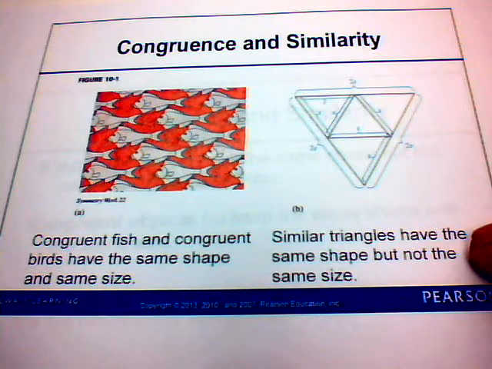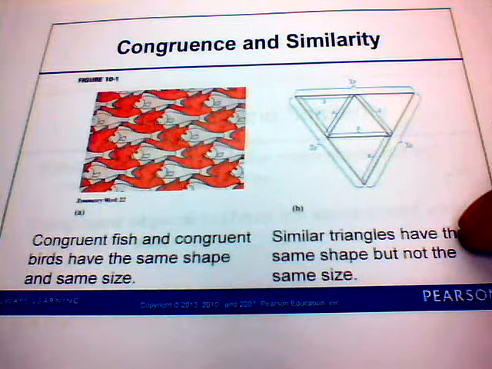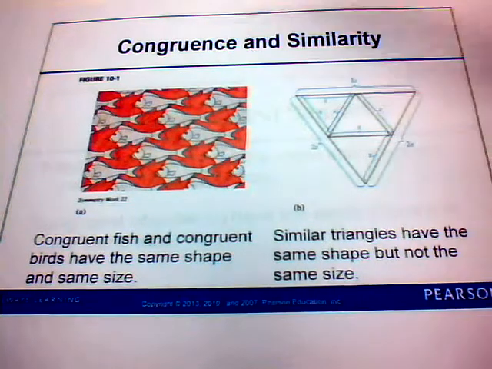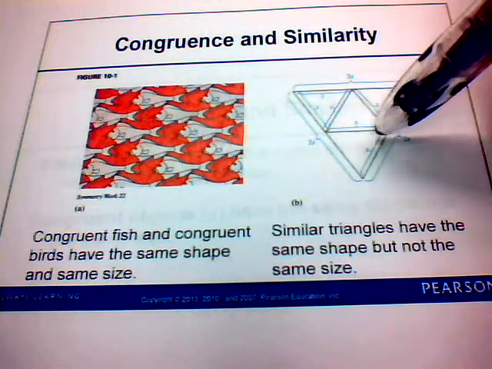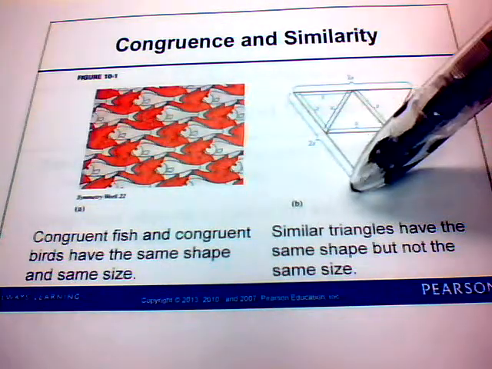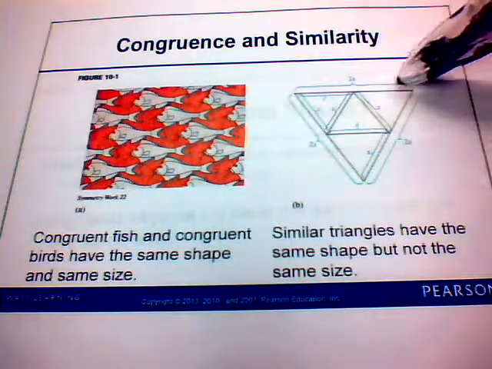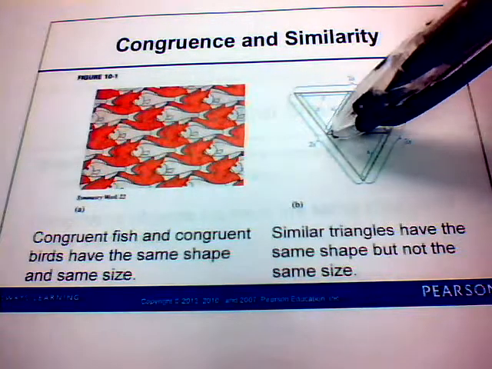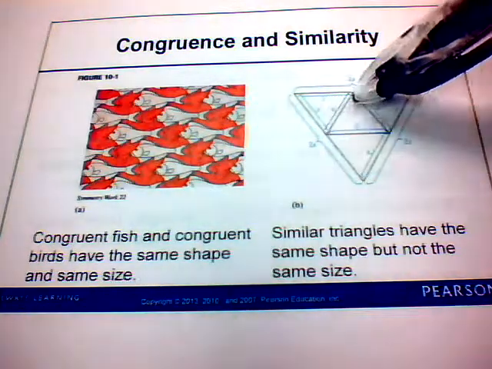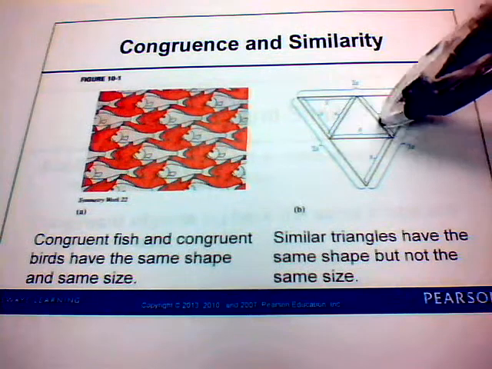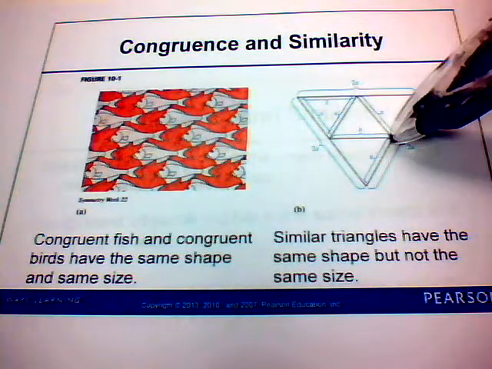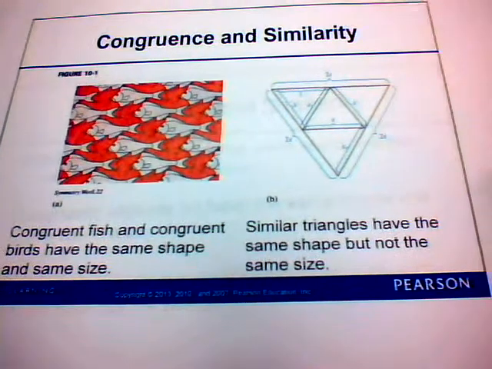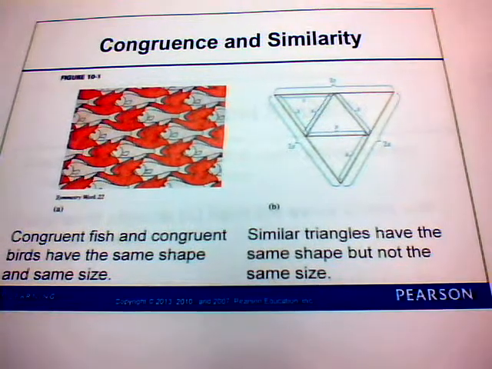Now with similar triangles, in this illustration, you have the same shape, but not the same size. In other words, the sides of this big triangle have twice the length of the sides of this small triangle right here. Each side of the big triangle has twice the length of each side of the small triangle. So it has the same shape, but it's not the same size.